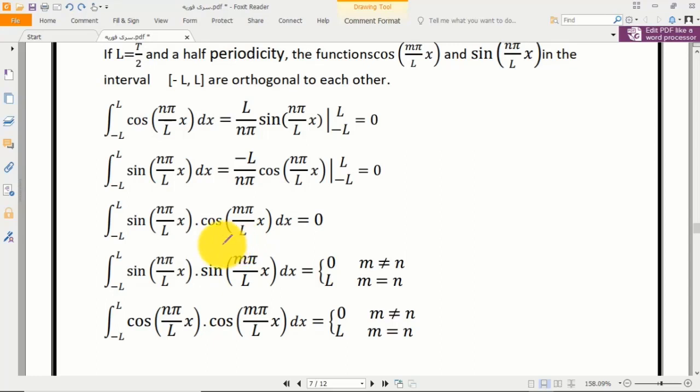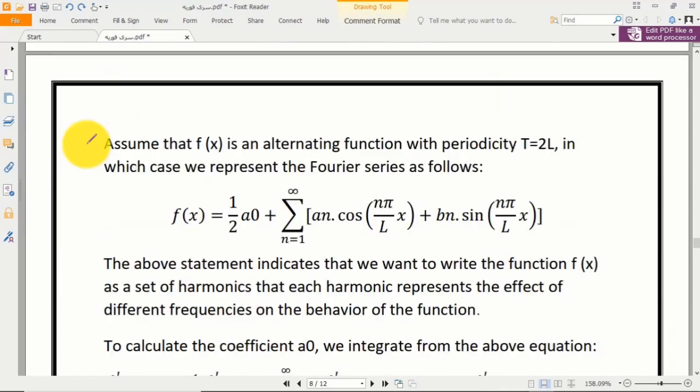Also, there are some special occasions in which the answer of the integral depends on m and n. I've got an example. The integral of sine n pi over L x multiplied by sine m pi over L x dx from negative L to L. If m is equal to n, the answer will be L, and if not, the answer will be 0. In addition, this formula holds for cosine.